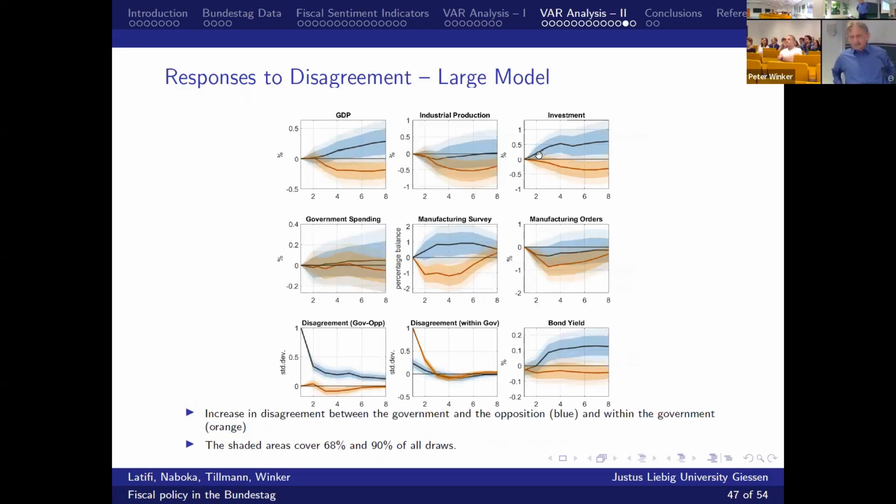That's the last slide, with the responses to disagreement in a really large model, I think with 8 variables. The government and opposition is the blue, and the leading government is the orange. You see that they differ quite markedly sometimes, but the overall picture is stable: this disagreement has real effects.